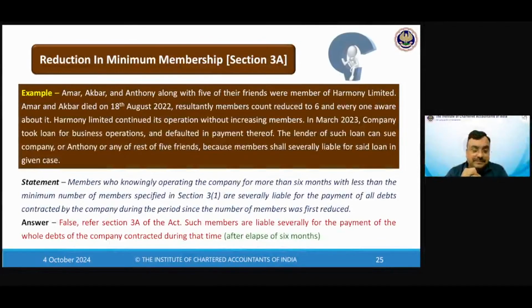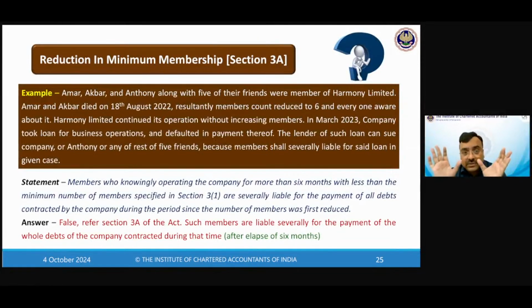See the example. Amar, Akbar, Anthony, along with 5 of their friends, were members of Harmony Limited. That is total 8 members in the public company Harmony Limited. Amar and Akbar died on 18th August 2022. Resultantly, members count reduced to 6 and everyone is aware about it. Harmony Limited continues its operation without increasing the members.